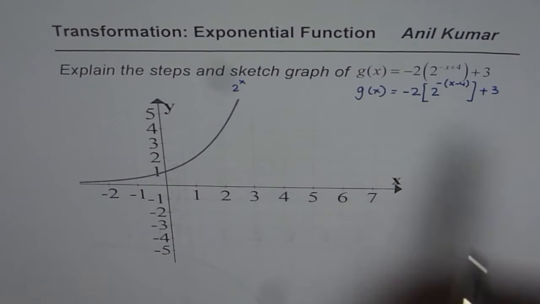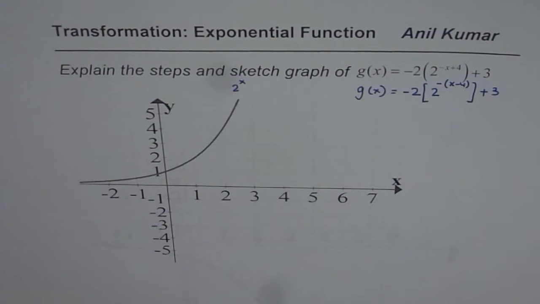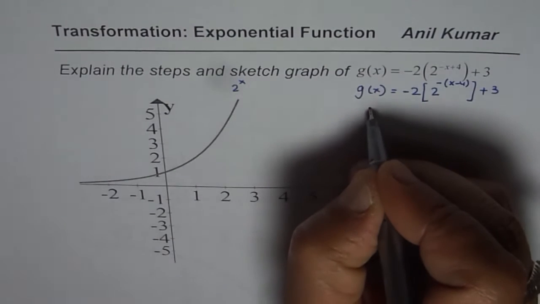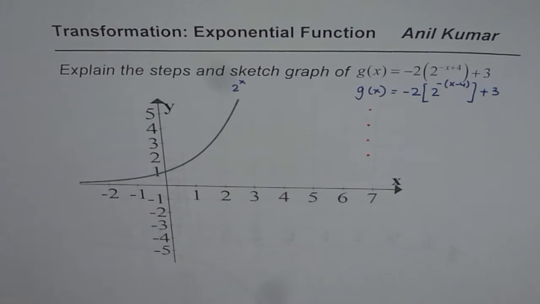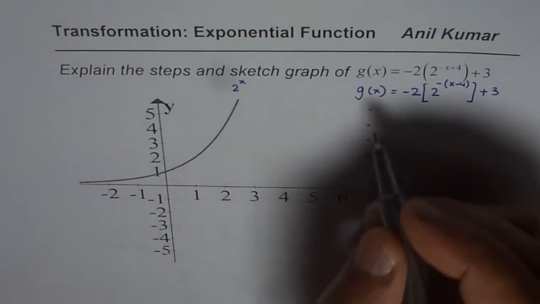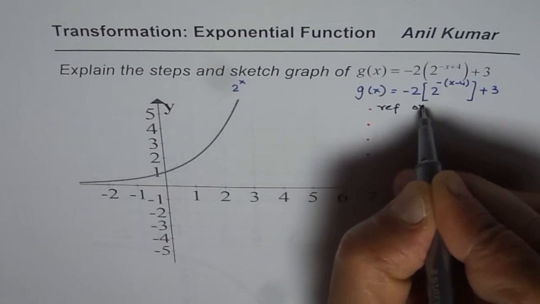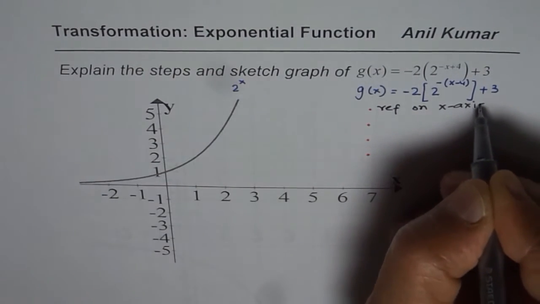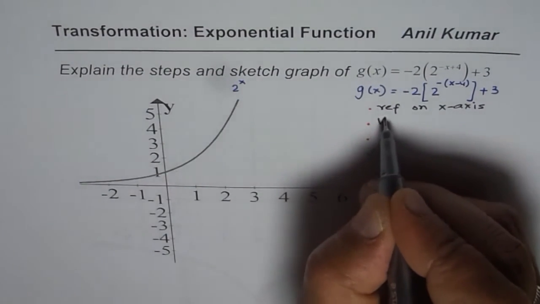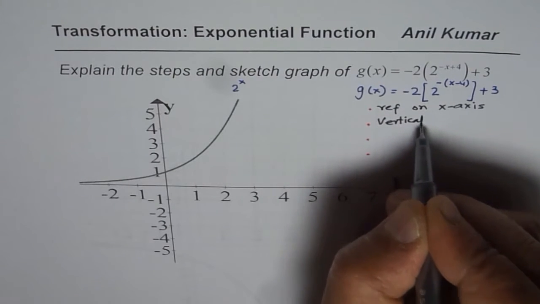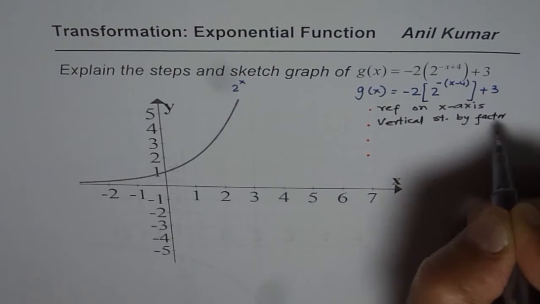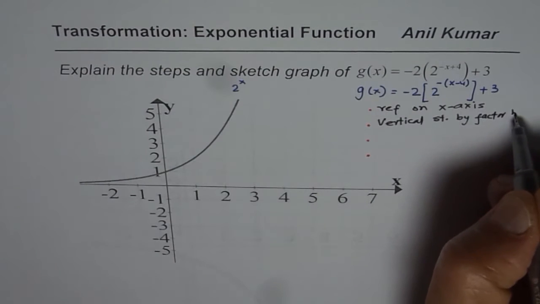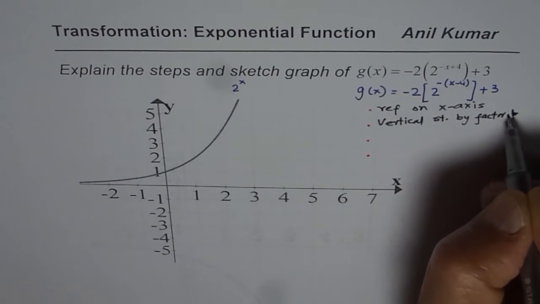Once you have factored, you may be required to write down the transformations. I prefer to write transformations from left to right. So in that case, we'll start from the reflection. This is that minus sign here. It says reflection on x-axis, right? Then we have 2, which is a vertical stretch. So it is a vertical stretch by a factor of 2, because it gets multiplied.